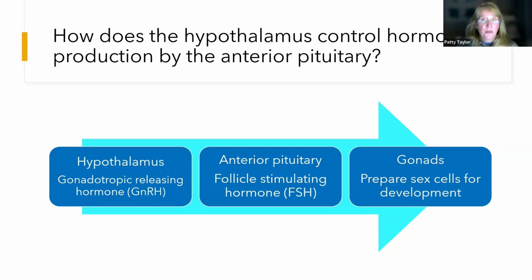Here's another example of how this works. It's kind of like a relay system. So the hypothalamus makes gonadotropic releasing hormone, GnRH. In turn, that travels over a blood vessel portal system to the anterior pituitary. It in turn releases hormones like follicle stimulating or even luteinizing hormone. If you're using follicle stimulating, it then travels to the gonads. Those are male testes and female ovaries, and there, sex cells are prepared for development.